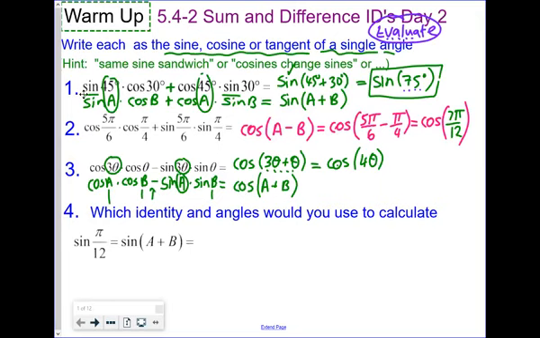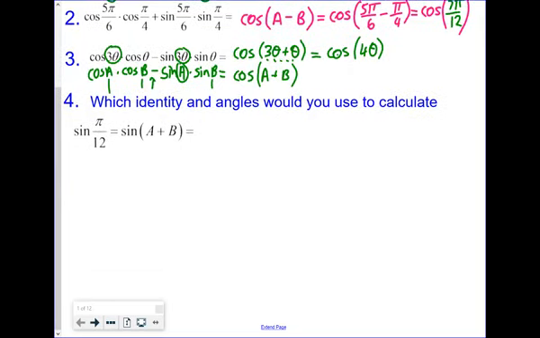Now, I can't give you the right answer to number 4 because there's an infinite number of right answers. Okay, we're looking for, oh, this is pi over 12. That's a small angle. It's half of pi over 6. So it's half of 30 degrees, 15 degrees. And I'm going to get it by adding 2 things. So this second thing is going to have to be negative.